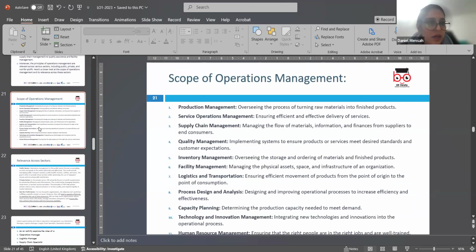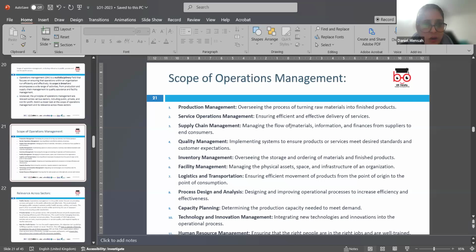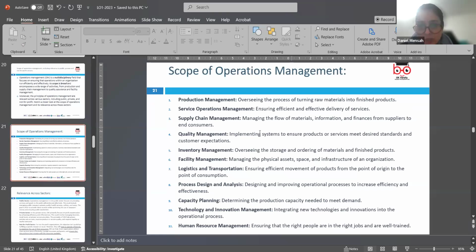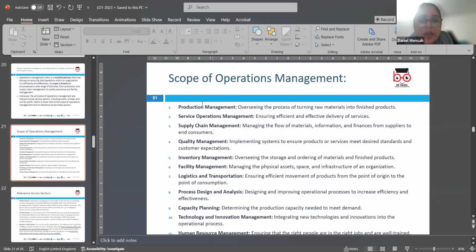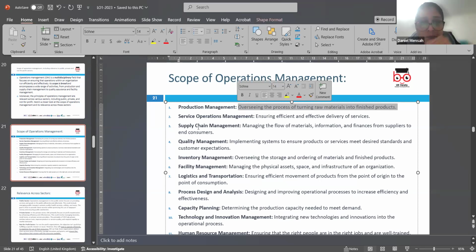If we look at the scope, I can request you, it is very self-explanatory. I can explore one or two. Rest of you can explore by yourself at your leisure time. So production management, for example, is very relevant in operation management, where you can see the process of turning raw material into finished goods. This is a core activity, by the way.